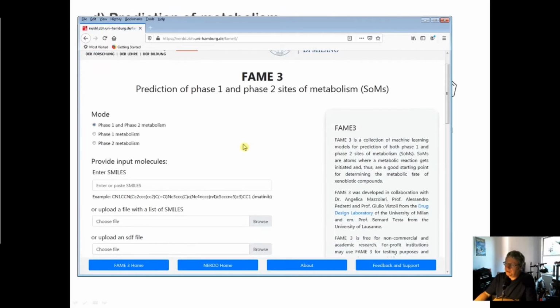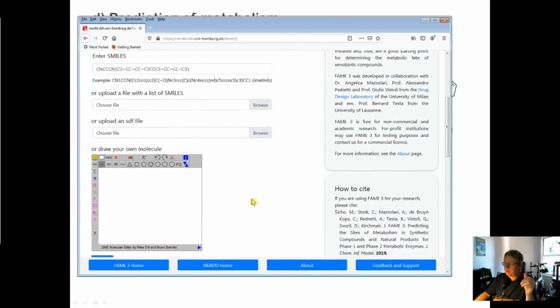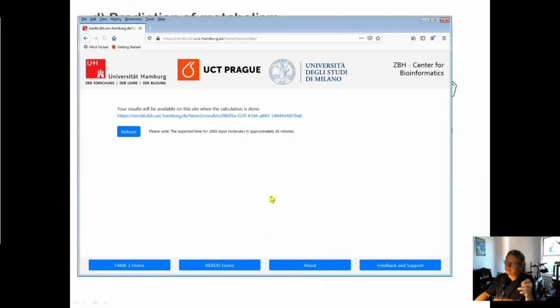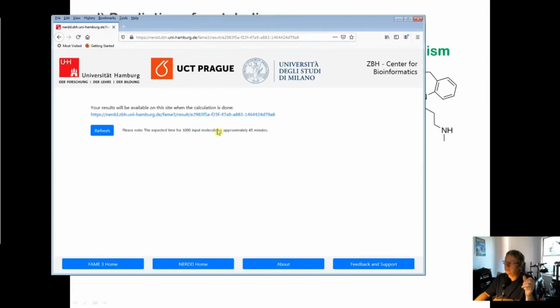All right, there's prediction of phase 1 and phase 2 sites of metabolism. We're just going to do phase 1 for now. We're just going to click the phase 1 metabolism site button, and I'm going to paste that SMILES string. Let's delete the spaces before it. Okay, and let's try it out. So I'm going to click submit. Okay, so it's running now. Your results will be available at this site. So it gives a link to where the results will be, but it'll just take a minute. So hang out a second.